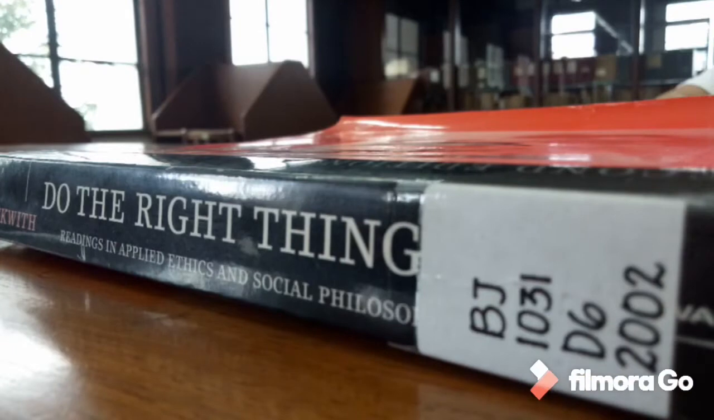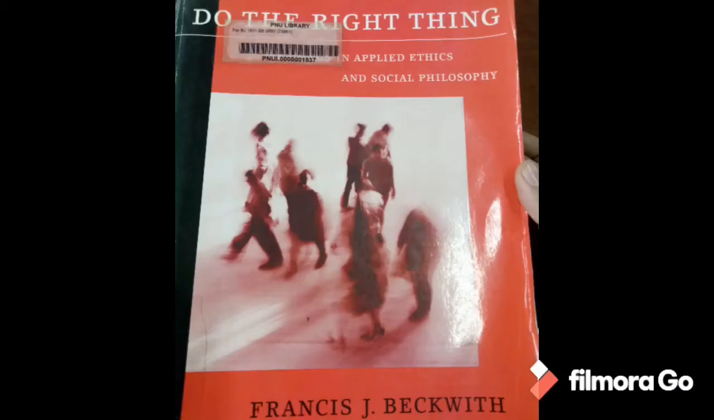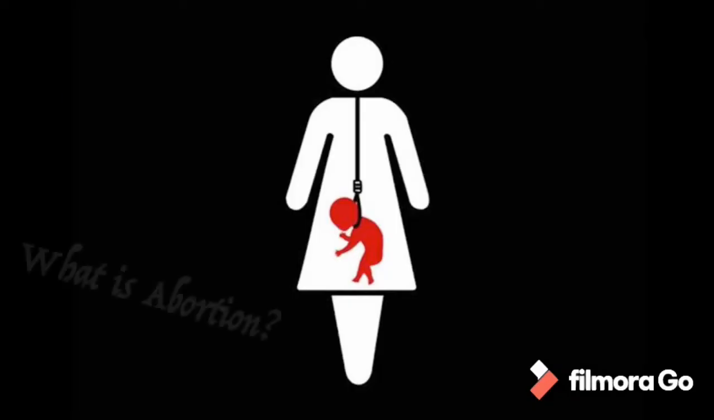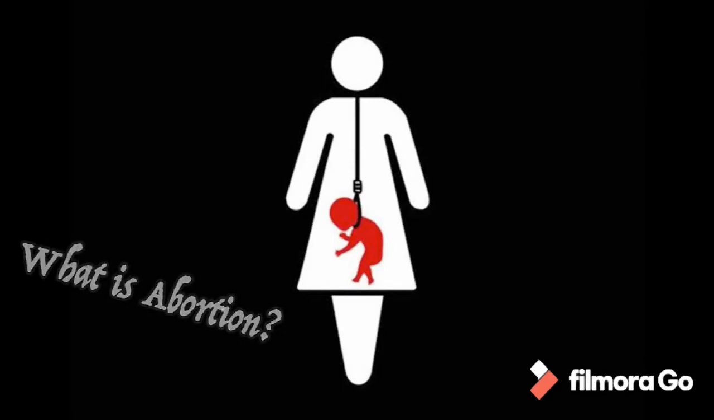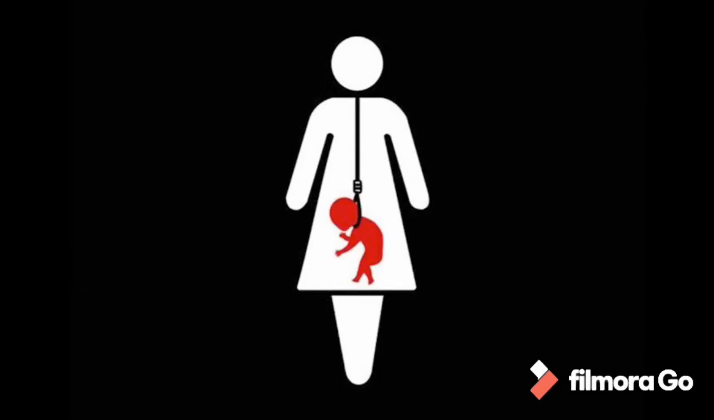One of the moral issues that we're going to discuss is abortion and euthanasia, which is also tackled in the book of Beckwith 2002, Do the Right Thing, Readings in Applied Ethics and Social Philosophy, second edition. So what is abortion? Abortion is a procedure to end a pregnancy. It uses either medicine or surgery to remove the embryo or fetus and placenta from the uterus of a woman.